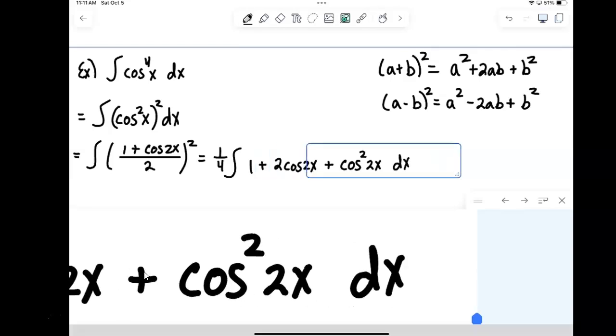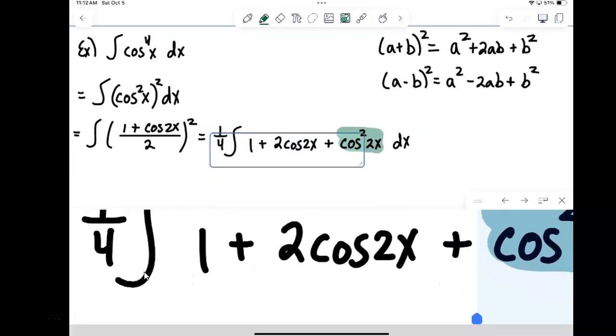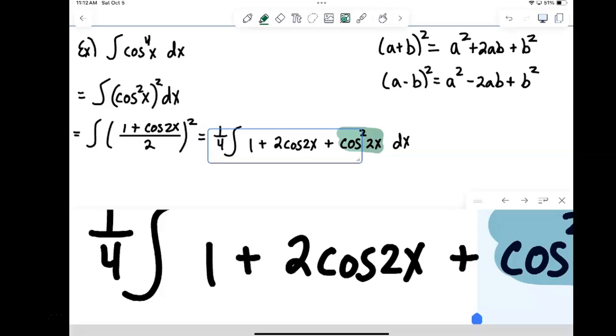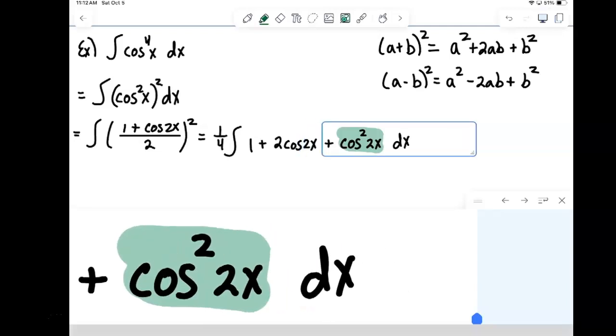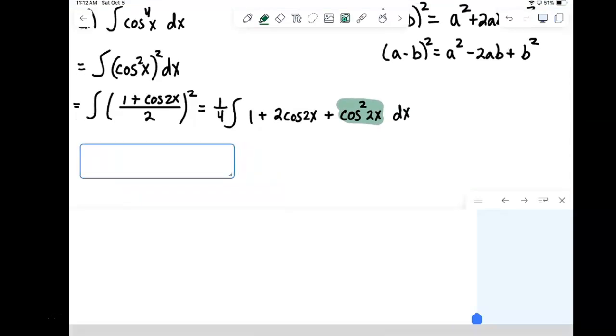dx. And so now I've run into another square, so I have to expand that one out. The rest of the stuff I can go ahead and just break up as an integral, but this last piece I'm going to have to go further with. So at this point I'm ready to break it apart.